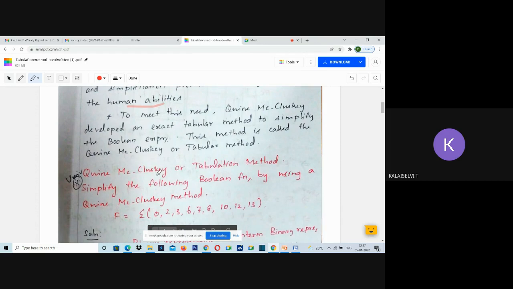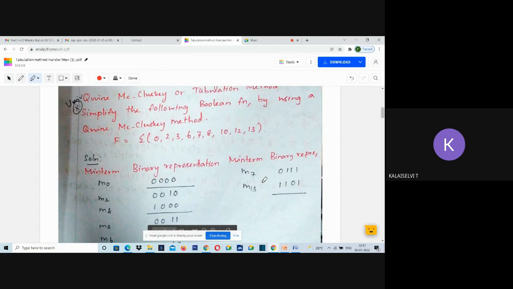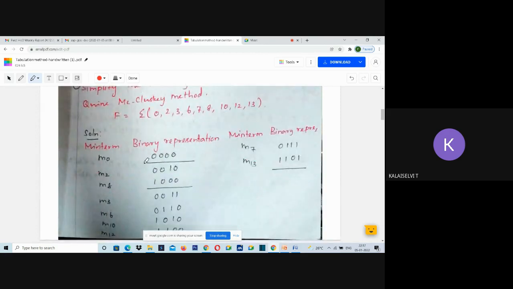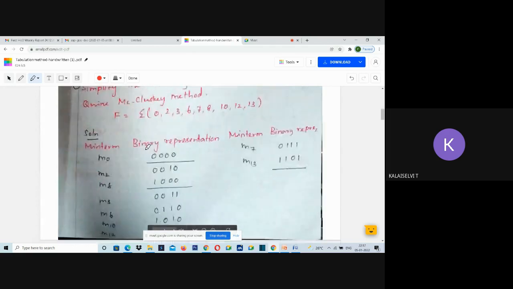So we will discuss a problem. Simplify the following Boolean function by using the Quine-McCluskey method. F is equal to summation of 0, 2, 3, 6, 7, 8, 10, 12, 13. As we discussed in the presentation, we have to group the minterms with respect to the number of ones. The minterms are written here, and the binary representation for the minterms is written over here. So m0 is all zeros. We are representing it with 4 bits, because the given Boolean function is a 4 variable function, so it is enough to represent with 4 bits.